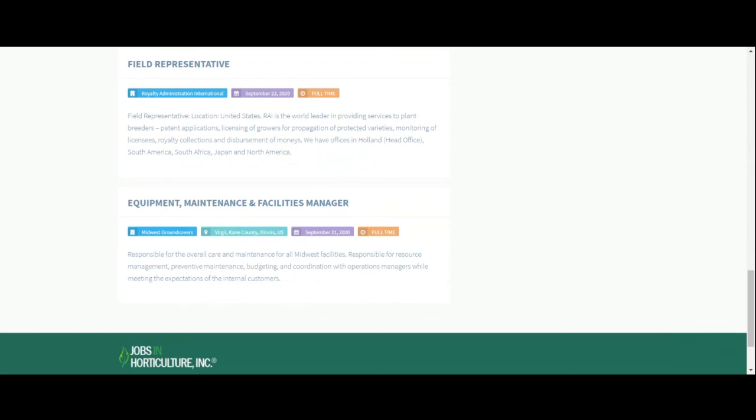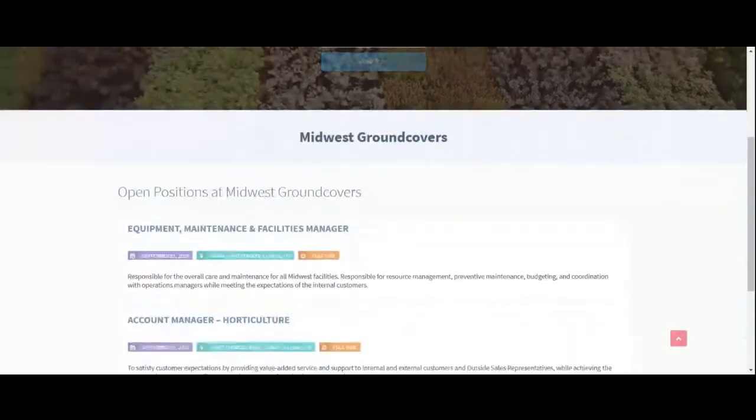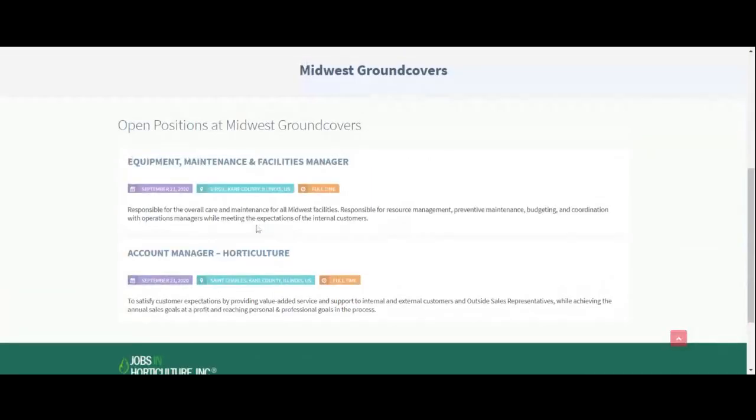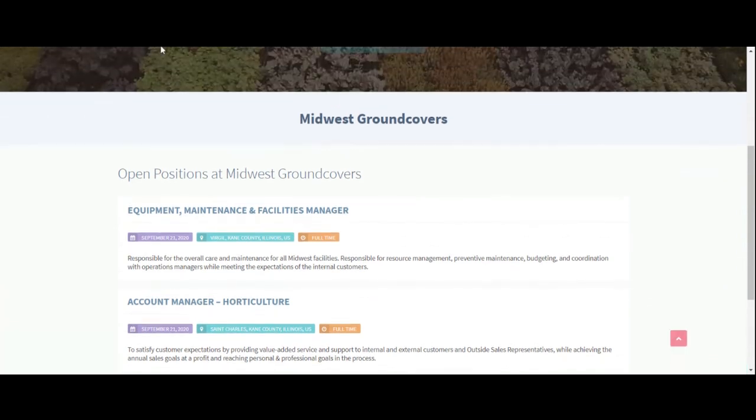So there you go. Let's go ahead and click and see what other things we can find out about it. One of the positions, the equipment maintenance and facilities manager, is in Kane County, Illinois. And then they're looking for an accountant that would be in St. Charles, Illinois. So 2 different full-time positions there. Okay, so that's jobs in horticulture. You got a feel for how it's laid out.